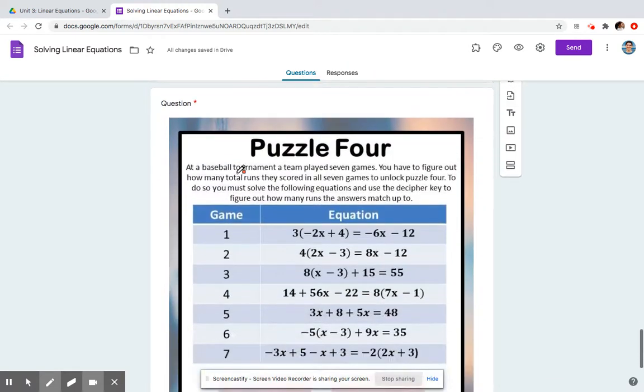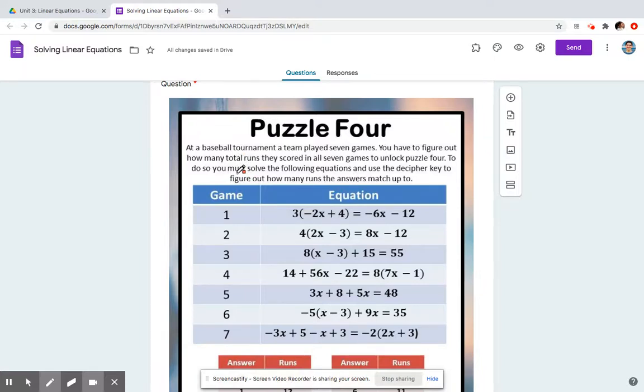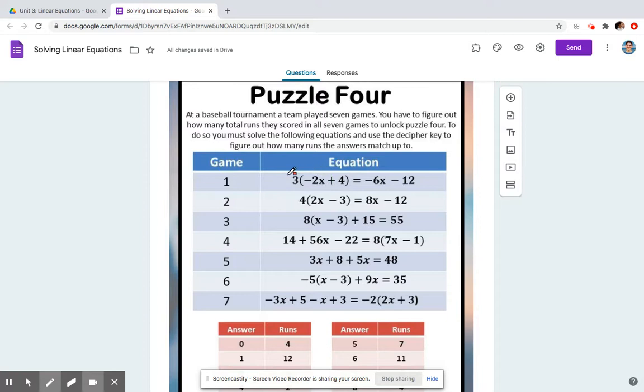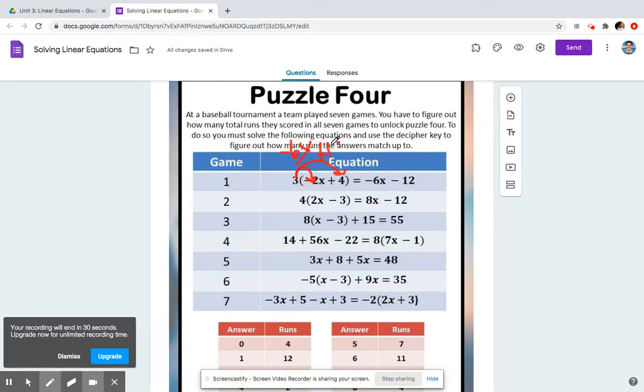Puzzle 4. At a baseball tournament, a team played 7 games. You have to figure out how many total runs they scored in all 7 games to unlock puzzle 4. To do so, you must solve the following equations and use the decipher key to figure out how many runs the answer matched up to. So let's look at this first one. You have to multiply 3 to both pieces, right? So 3 times negative 2x is going to give you negative 6x. 3 times 4 is going to give you a positive 12, equals negative 6 minus 12.